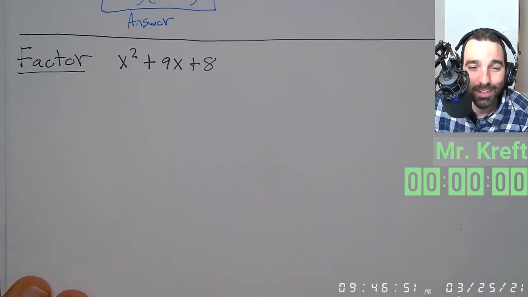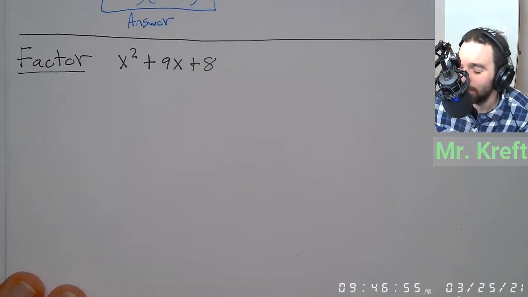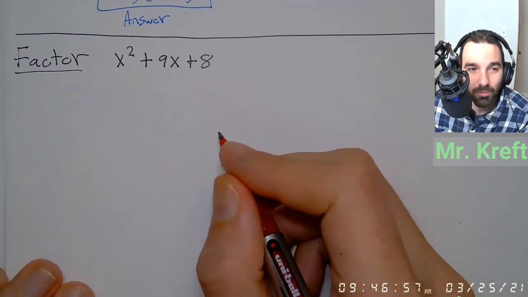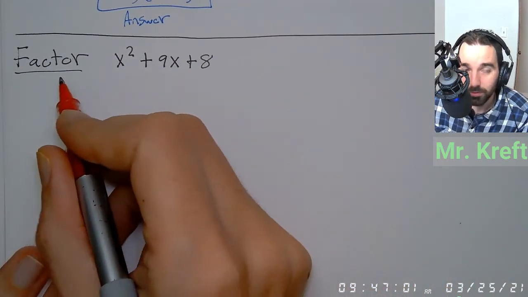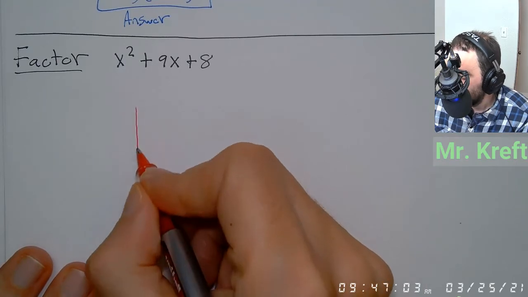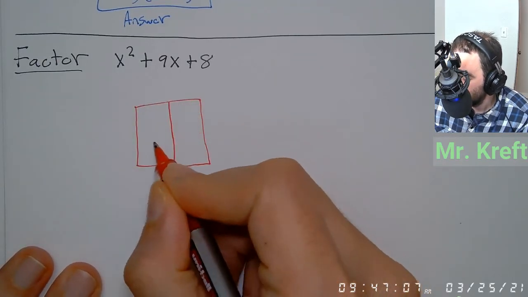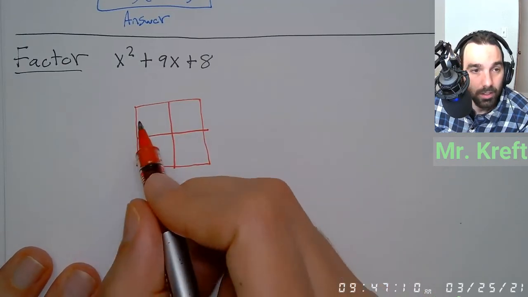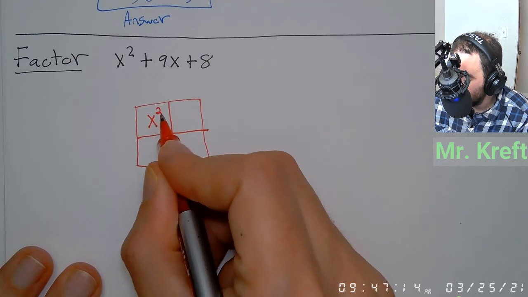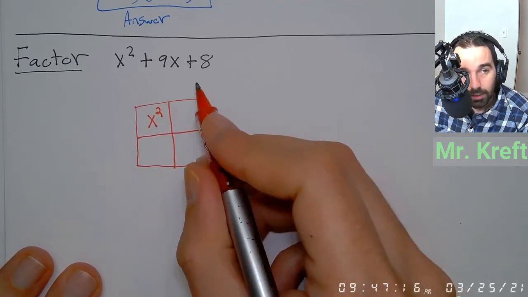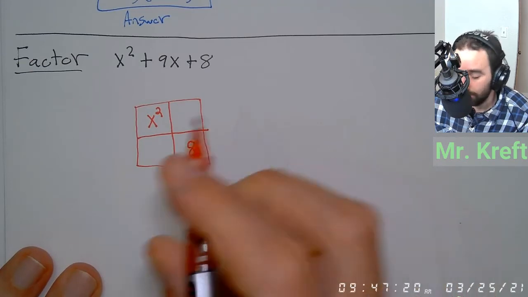All right, guys. Hopefully that was enough time. Let's go over this together, and we'll see how much time we have. Okay, so I want to break this up into two parts. That's what factoring means. I'm going to break it up. So we're always going to have a 2 by 2 for right now. In the upper left, I'm going to put the squared term, or the first term. In the bottom right, I'm going to put the last term, or the constant term.